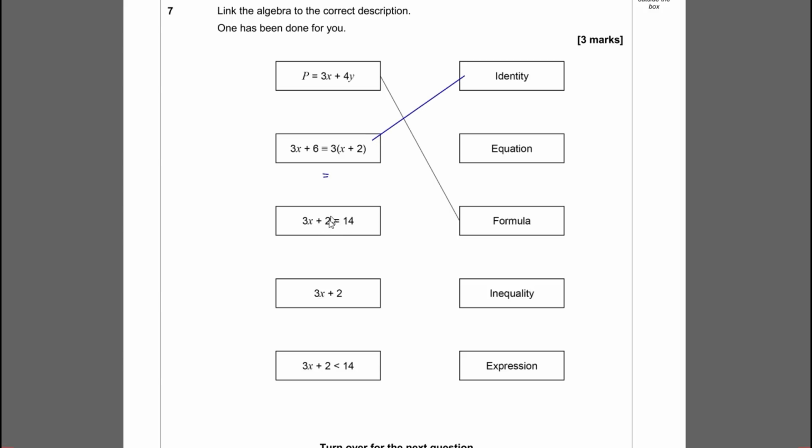Now this one has an equal sign, so it must be an equation. This one is 3x plus 2 without an equal sign, so it's just an expression. This one is 3x plus 2 less than 14. It's not an equal sign, so it's not an equation. It's an inequality, which means it's not equal. You might have the sign less than, or larger than, or less than or equal, or larger than or equal. All of those must be inequalities.